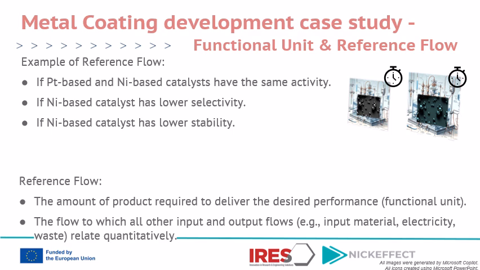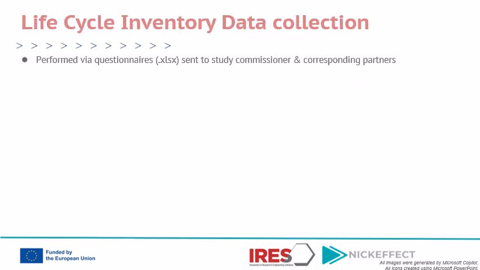Finally, if our nickel catalyst had lower stability, for example, compared to the conventional platinum one, then we might want to consider that the electrochemical cell would run for a certain amount of time, and then we would need to replace the catalyst as it has deactivated and run it for a bit longer with a new layer of nickel-based catalyst to get to the same activity as the platinum-based system. So the reference flow basically aims to equalize the two systems being compared, the platinum-based and the nickel-based, based on their function.